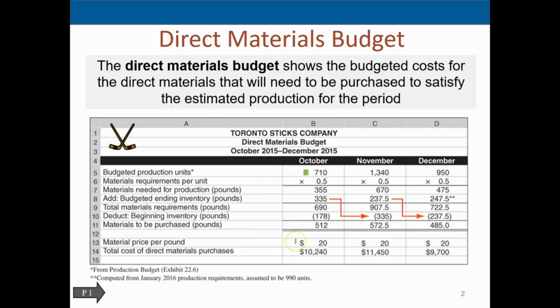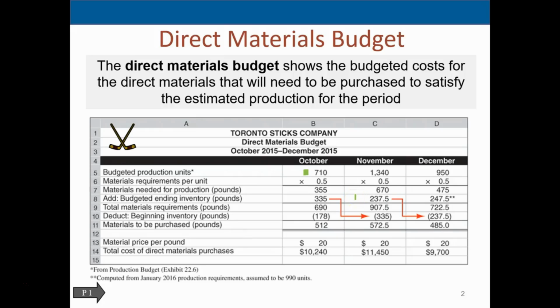Then we're going to multiply that times the purchase price. I'm assuming that's like wood or something, or fiberglass, times $20 per unit. That gives us the dollar amount. And then again, we could do a similar process throughout November. So we have 1,340 from the production calculation for the month of November, times 0.5 planks of wood or fiberglass per unit needed to make the hockey sticks, which means we're going to need 670 materials needed for production.